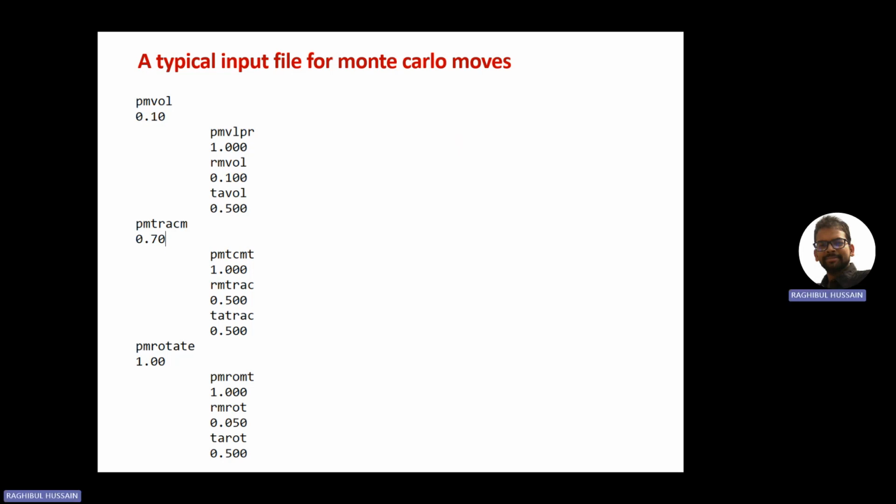What is the meaning? If you are generating a random number, and if the random number is less than 0.1, then perform the volume move. So this is the meaning. We have three moves, and we make a move based on randomness probability. So generate a random number. If the random number is less than or equal to 0.1, from 0 to 0.1, perform the volume move.